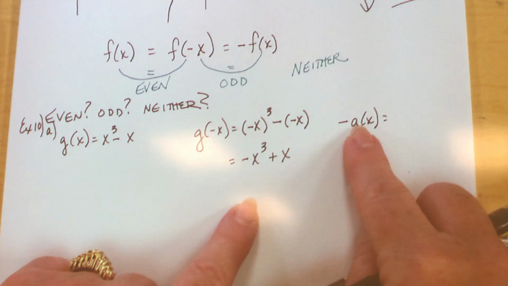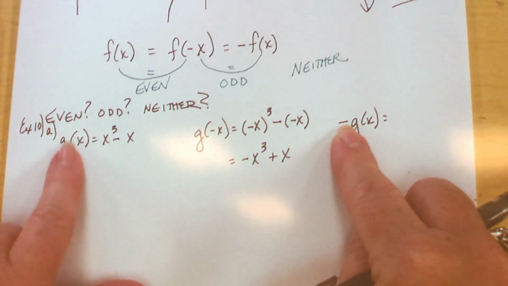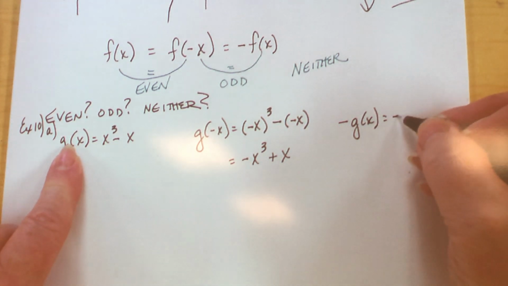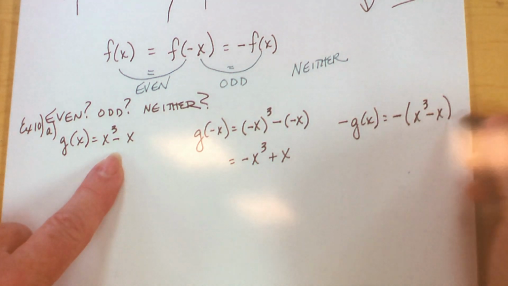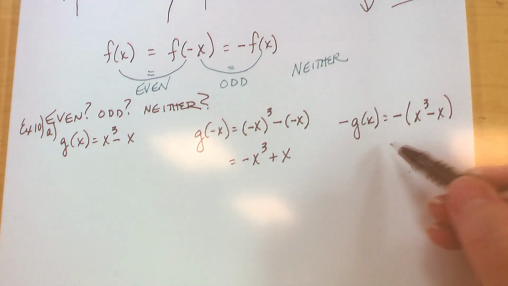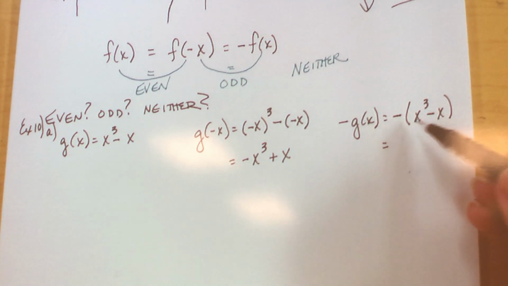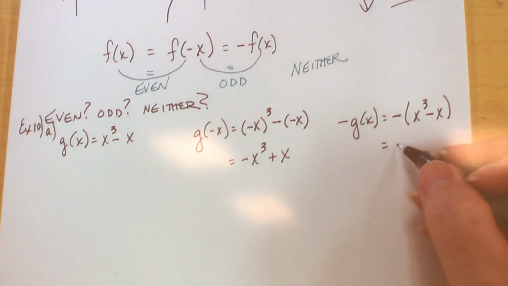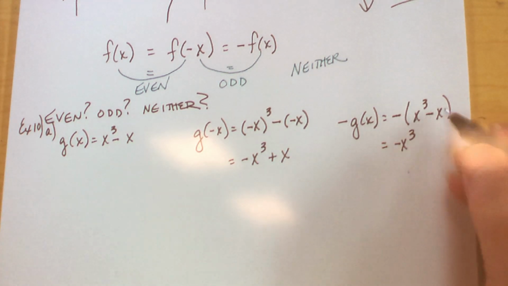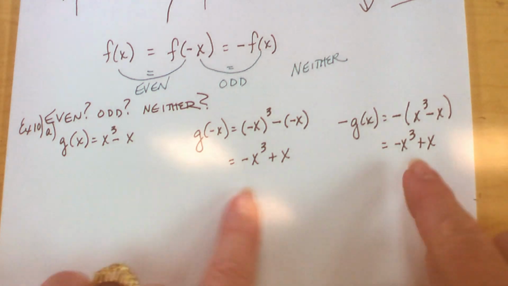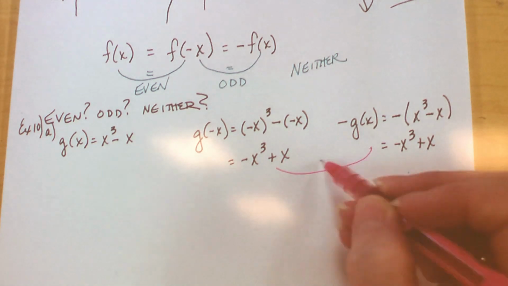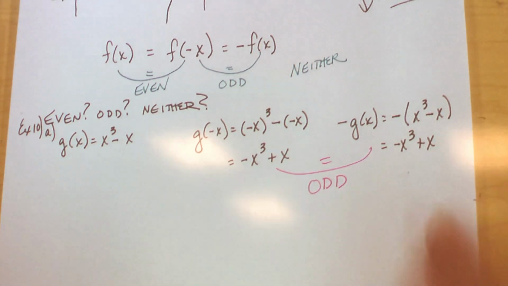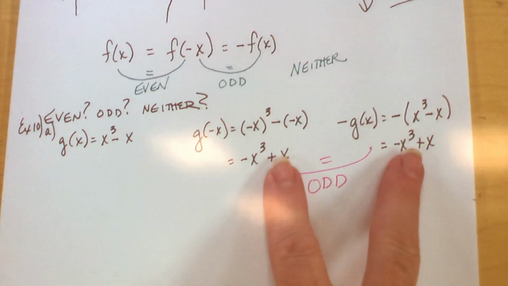This guy, all he does is say, hey, take the opposite of this function. So don't forget the parentheses, because you have to change every sign. You can't just slap a negative on the front of it. That's only changing the first term's sign. What's the opposite of a positive x to the third? Negative x to the third. What's the opposite of a negative x? Are these two equal? So, my answer is odd. Now, if those didn't equal, it would be neither. If these two are equal, it's even. If these two are equal, it's odd.